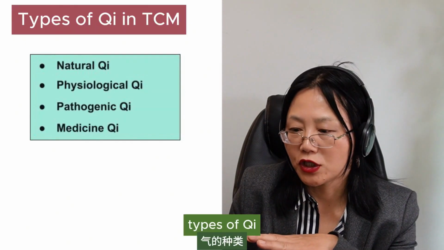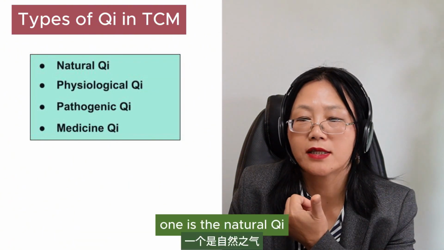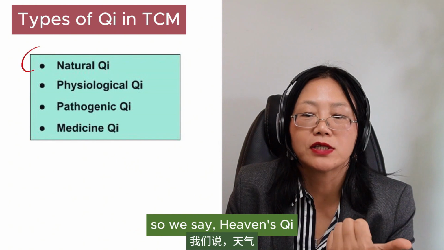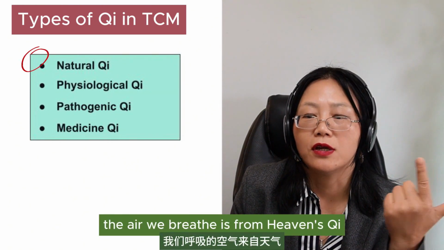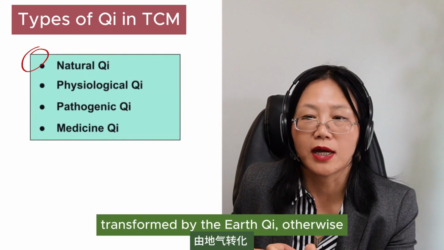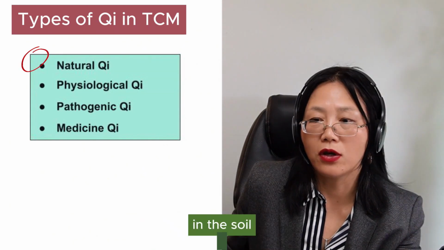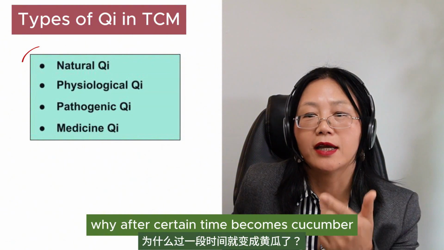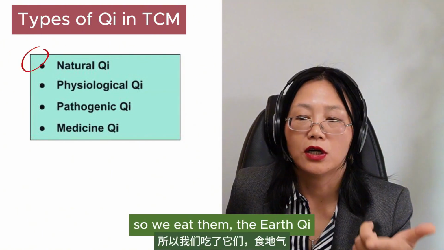There are 4 types of qi in traditional Chinese medicine. One is the natural qi. We say heaven's qi, earth's qi. The air we breathe is from the heaven's qi. The food is generated by the earth's qi, transformed by the earth's qi. Otherwise, you plant a seed. You plant a cucumber seed in the soil. Why after a certain time does it become a cucumber? That's the transformation. So we eat earth's qi.